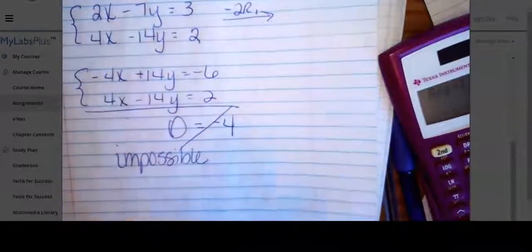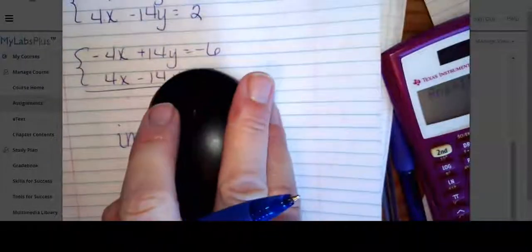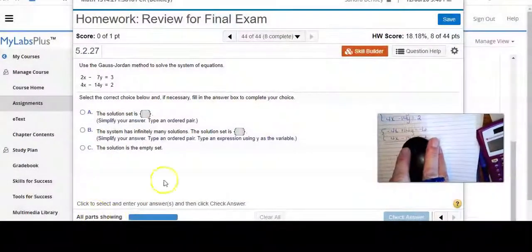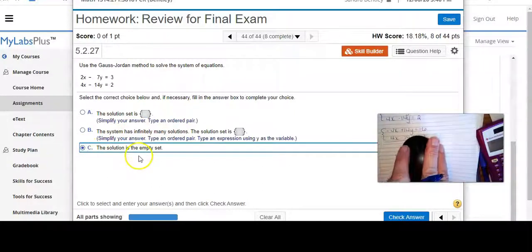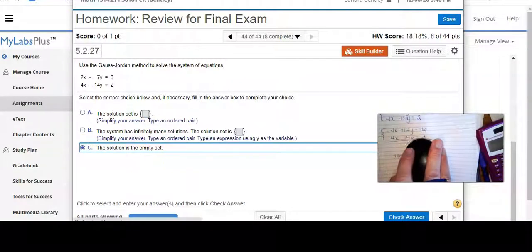So if we are trying to find the answer, which would be consistent, then we have nothing. Nothing's going to work. Nothing at all. And that is it for your final exam review.